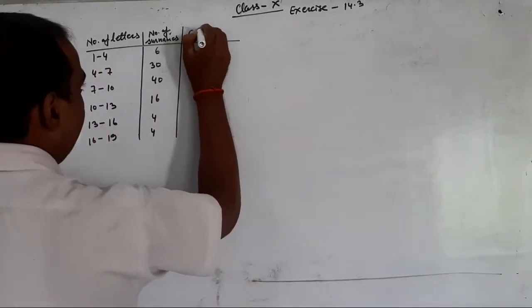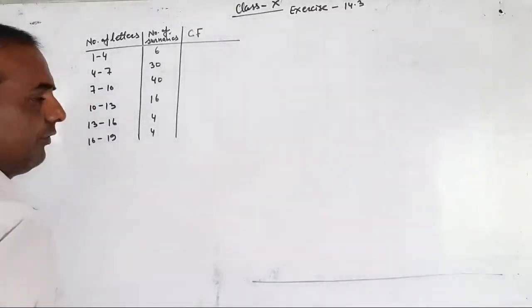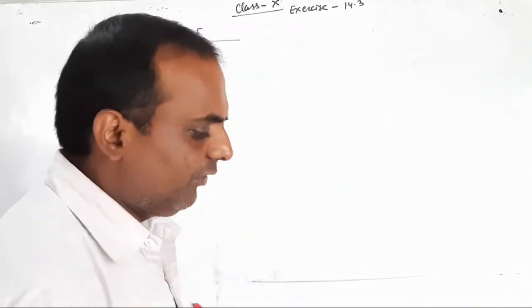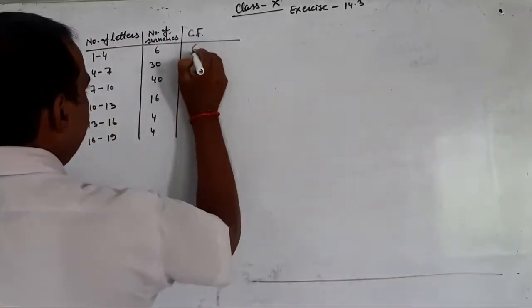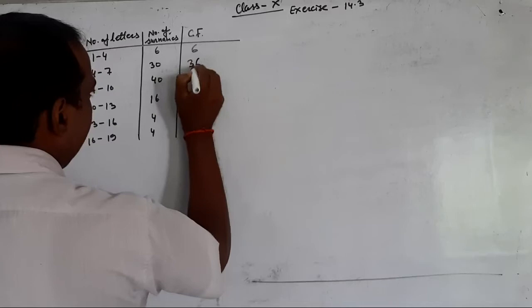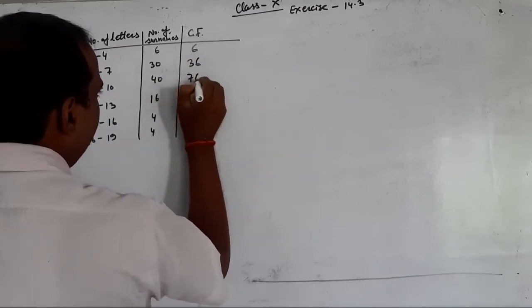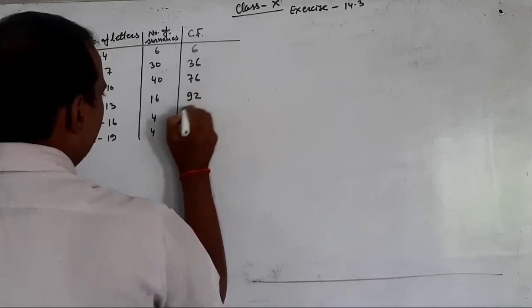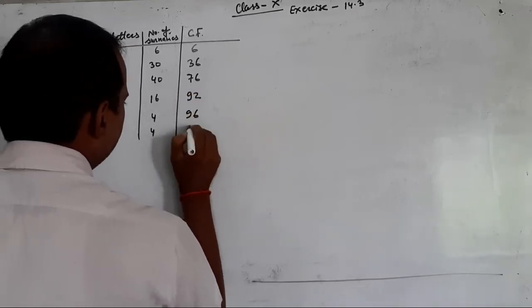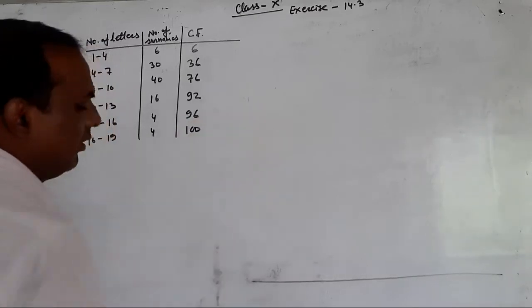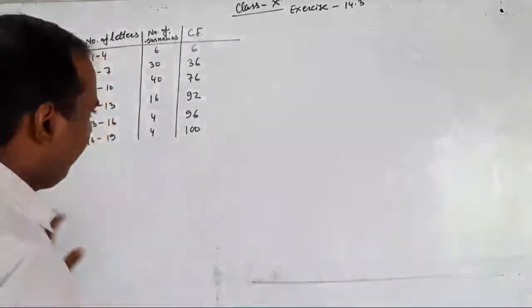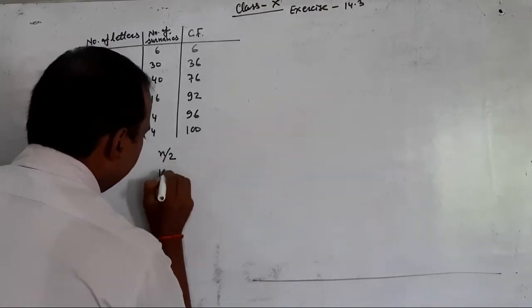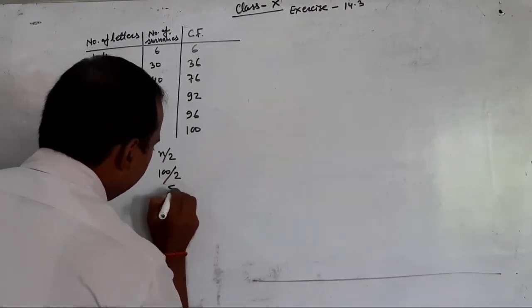At first we will calculate CF, cumulative frequency. Here cumulative frequency will be 6 and 30, 36 and 40, 76 and 16, 92 and 4, 96 and 4, 100. So at first we have to find n by 2. Here 100 by 2, it means 50.